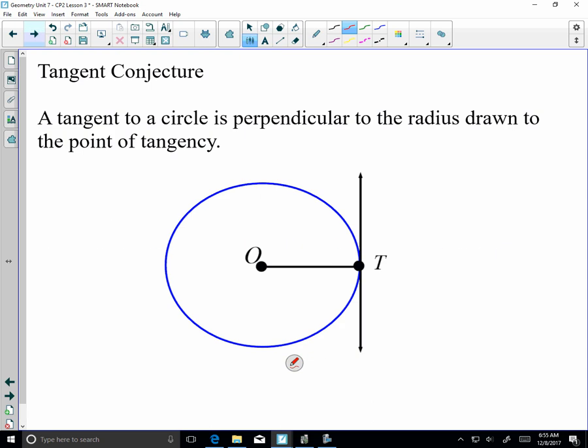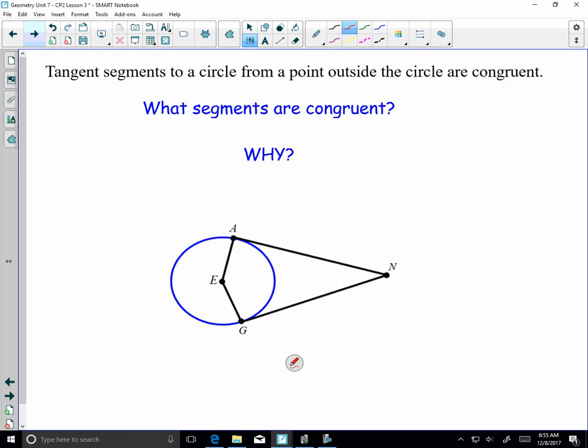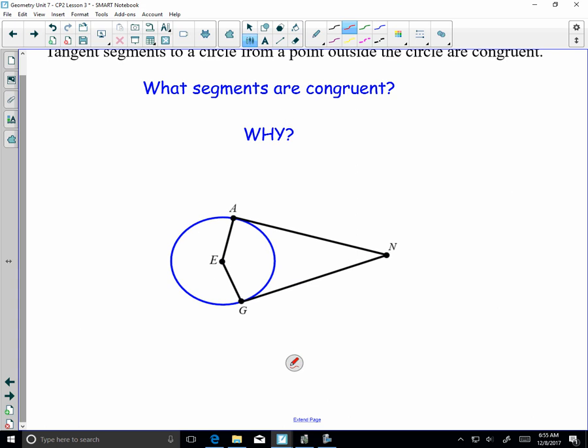Remember, when we defined our terms in the first lesson, we talked about the fact that a tangent and the radius create a 90-degree angle, or they are perpendicular line segments. The radius and the tangent line are perpendicular. Now, if we're looking at this situation, we've got a tangent at A N, and we've got a tangent at N G. So those tangents make 90-degree angles.